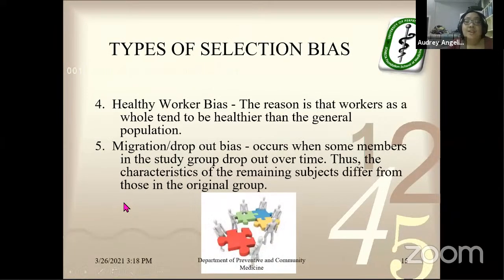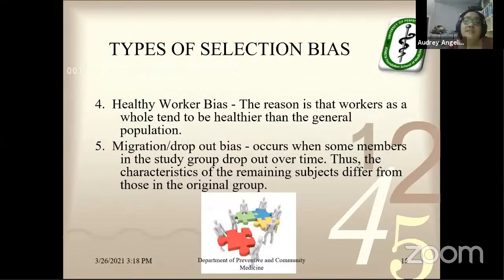Okay. We're included for this healthy worker bias. So the reason that workers as a whole tend to be healthier than the general population, or the medical worker bias, is that they are exposed to certain interventions, so they would know the correct answer, so that they would have different results as well. So these are the ones who joined initially but then dropped out.